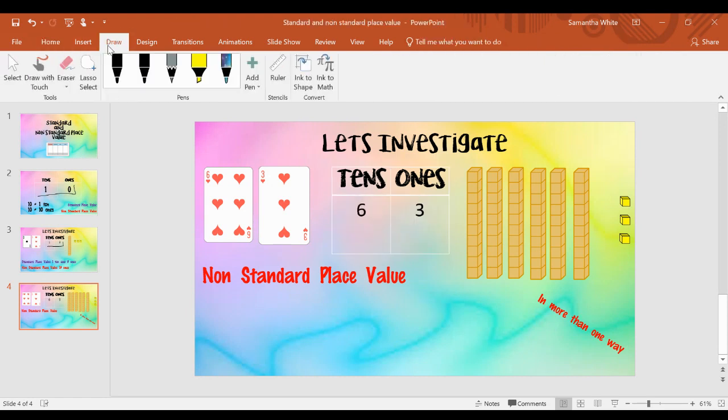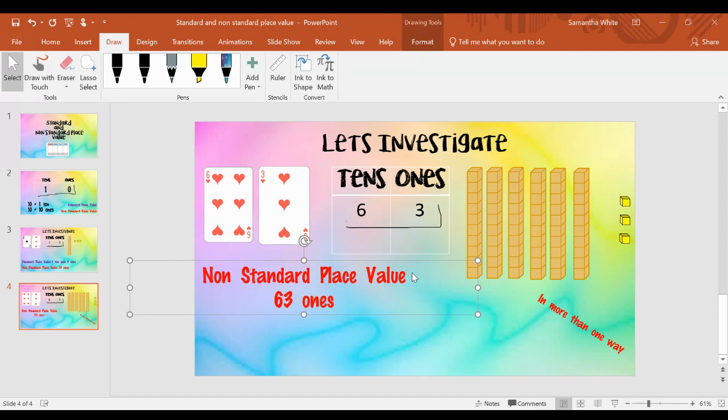Mrs. Allen is going to look at how we can represent this number using non-standard place value in more than one way. So the one way that we've been discussing that we know is moving along the columns and up and representing this number with 63 ones. So instead of having 6 tens and 3 ones, we are saying that there are 63 ones. Is there another way for us to represent this number with non-standard place value?